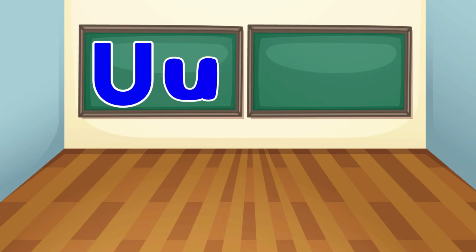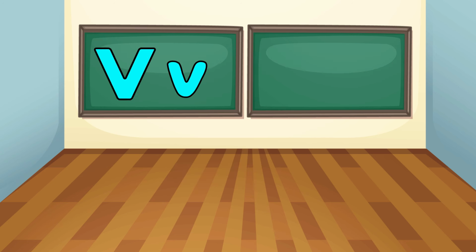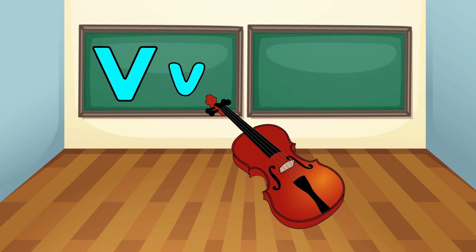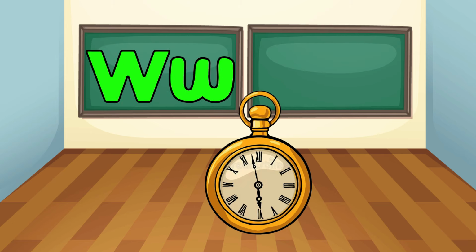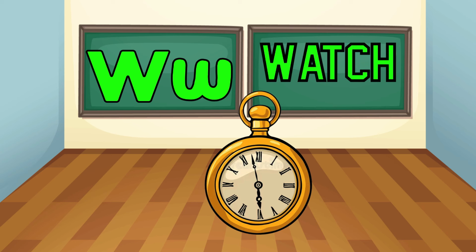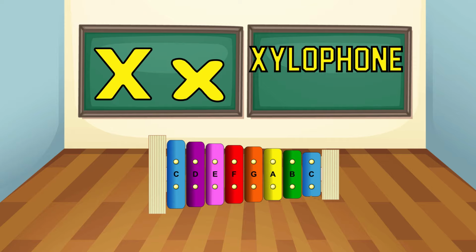U is for umbrella, u, umbrella. V is for violin, v, violin. W is for watch, w, watch. X is for xylophone, x, xylophone.